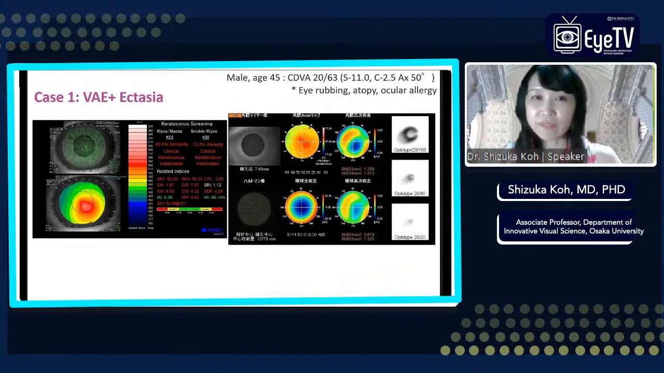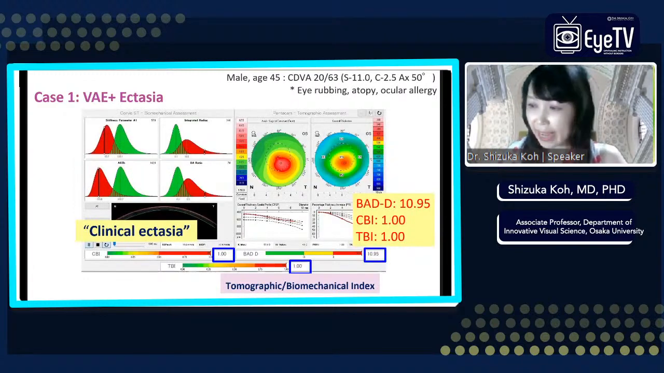This is a case of very asymmetric ectasia. As you see, this is the ectatic eye. In this display, BAD-D from Pentacam and CBI from Corvis and TBI, combined parameters from Pentacam and Corvis, are shown. Both CBI and TBI range between 0 and 1. So this is actually typical clinical ectasia. All the values are very high.